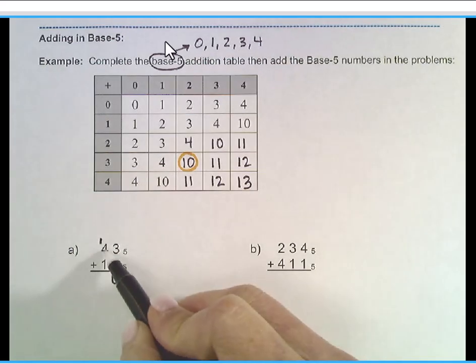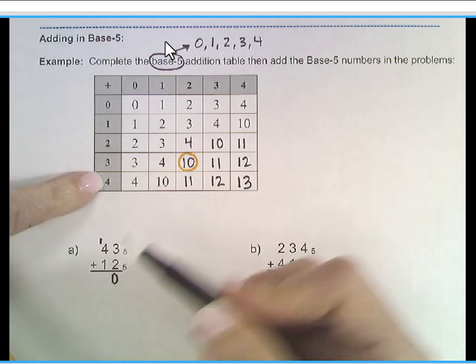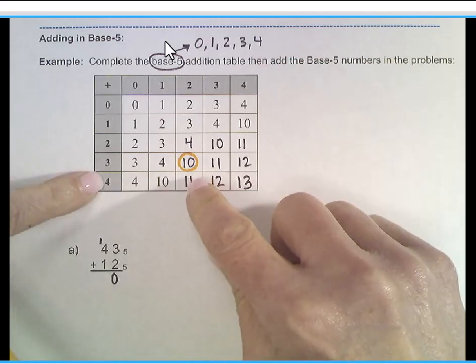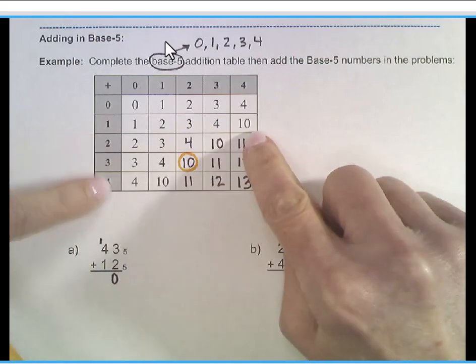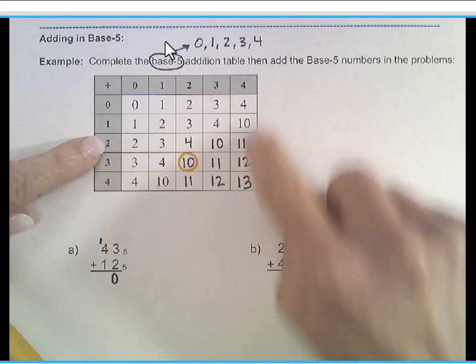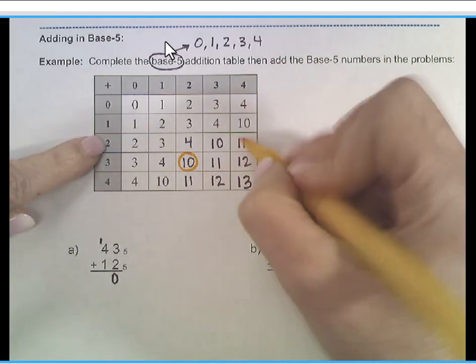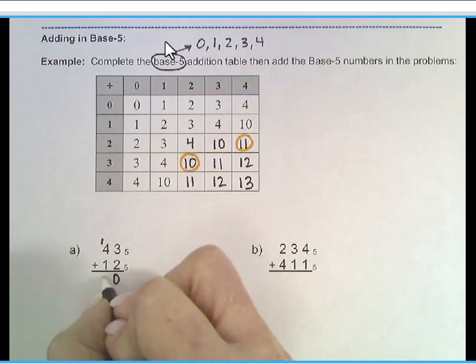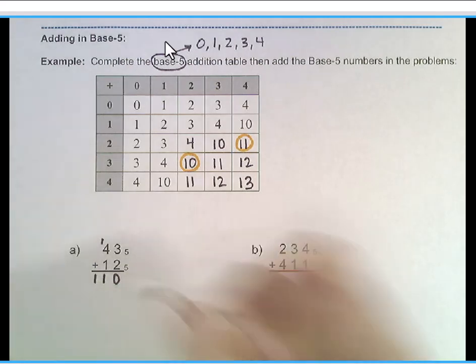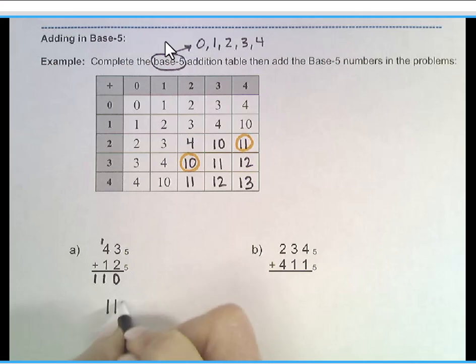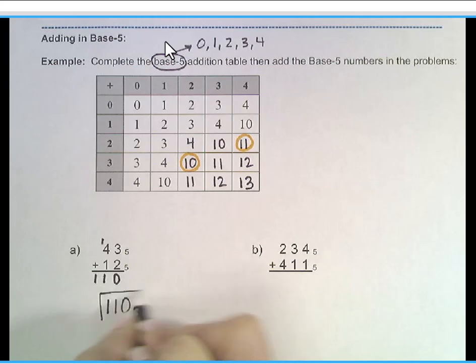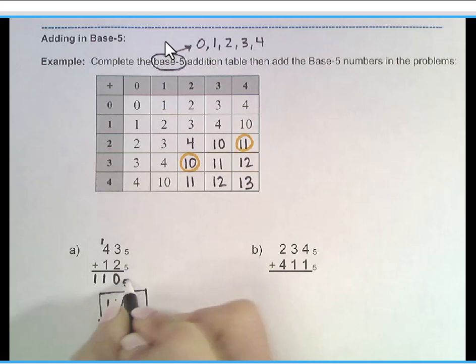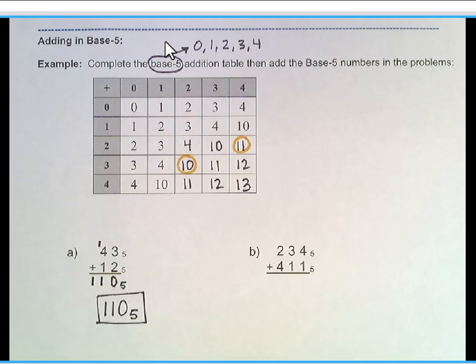And now we have 4 plus 1 plus 1. Well, that's like 4 plus 2, right? You can either do 2 plus 4 or 4 plus 2, however you want to do it. 2 plus 4, that looks like 11, but it's not 11, it's 1, 1. So your answer is 1, 1, 0 base 5. We do have to keep that base 5 on it. So when you get stuck in the adding, you just refer to the chart that you have. Okay, let's try another one.